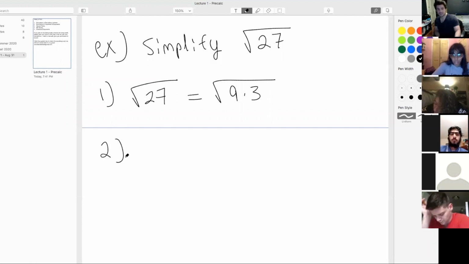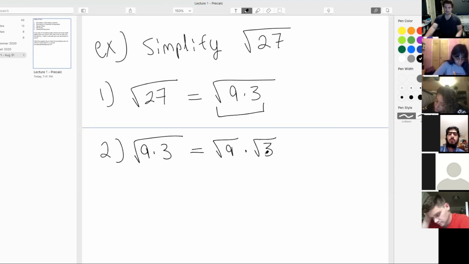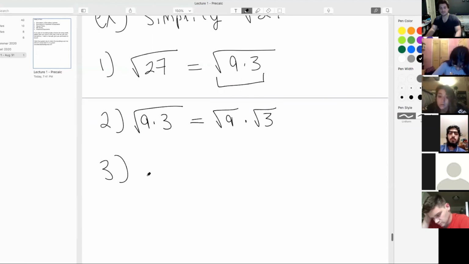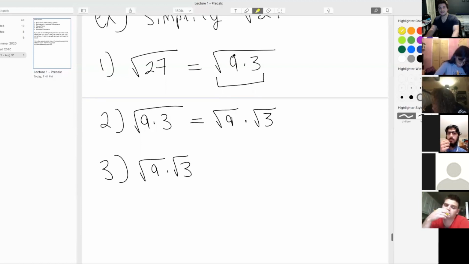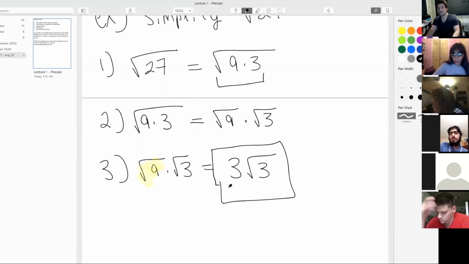Step two of the procedure was to rewrite this as a product of two radicals. So you rewrite the square root of 9 times 3 as the square root of 9 times the square root of 3. That was step two. And step three was to just simplify. The square root of 9 simplifies down to 3. So this is just 3 multiplied by the square root of 3. And that's the final answer.